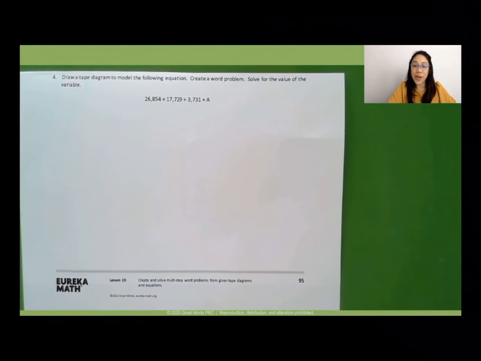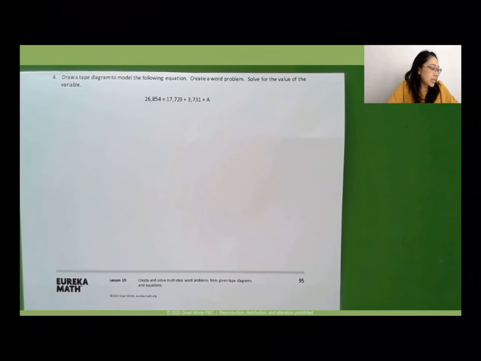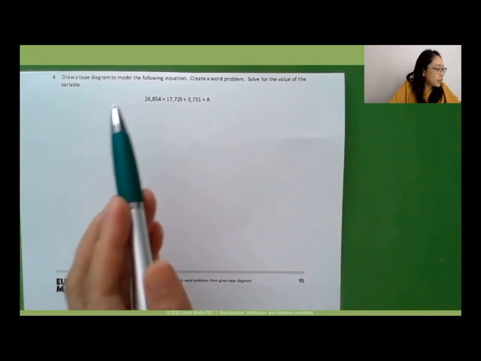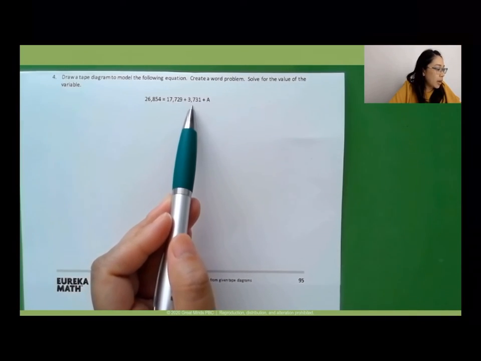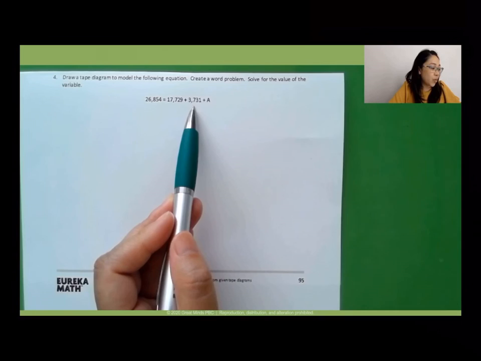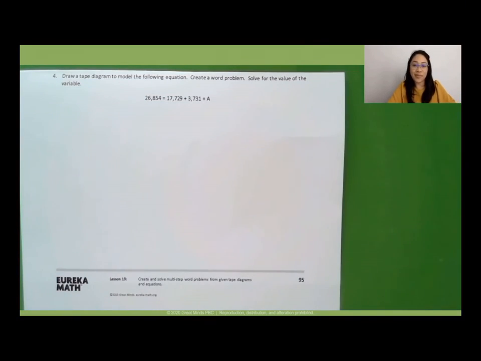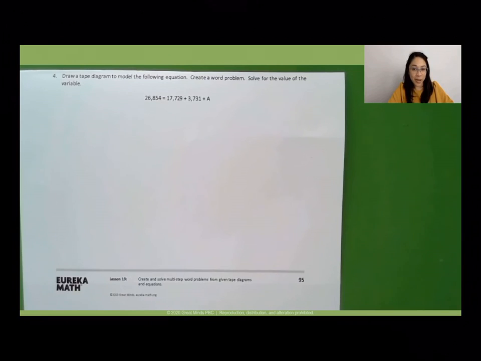For our fourth and final problem, you'll see that there is no tape diagram. Instead, we have this equation. 26,854 equals 17,729 plus 3,731 plus A. Here's what I'd like you to do. You're first going to draw a tape diagram that represents this equation. We're then going to create a word problem to go alongside that tape diagram.